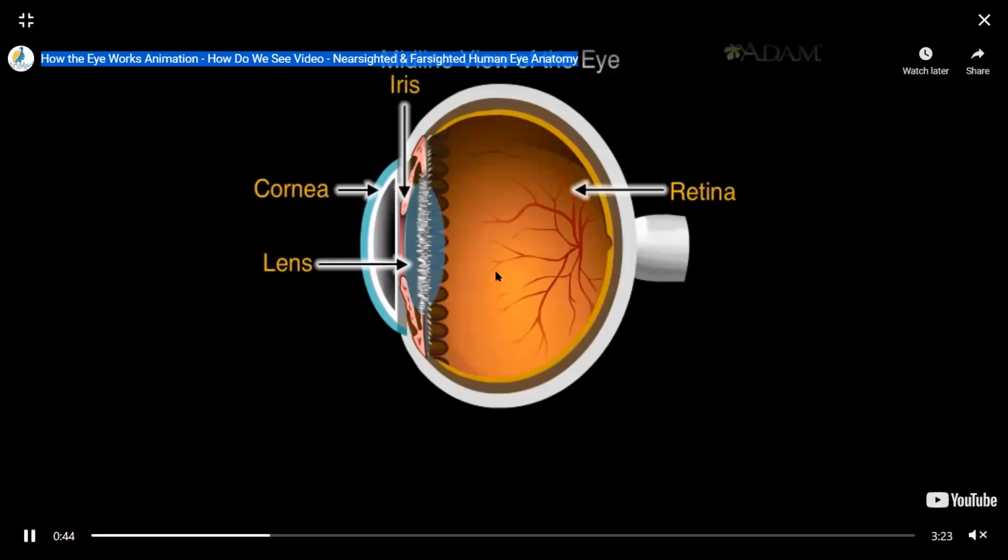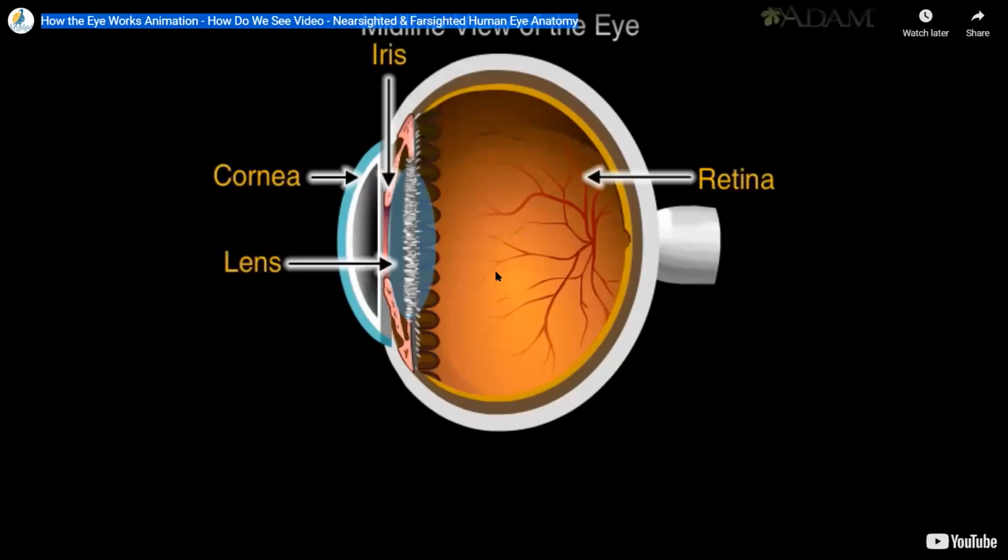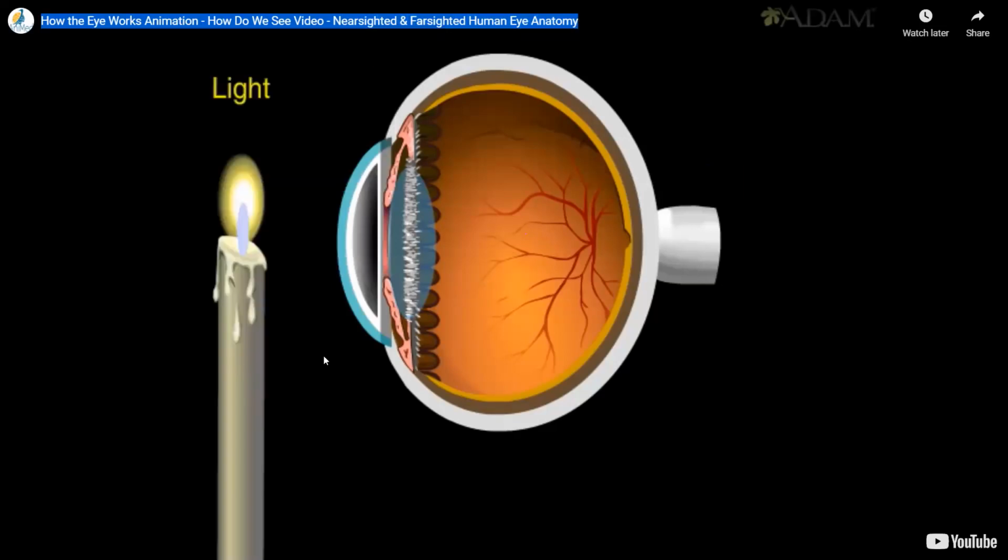Let's go ahead and see how it works. When the light is there, we are able to see, and a vision is created. Whenever light is there, the eye translates the light wave into an image.